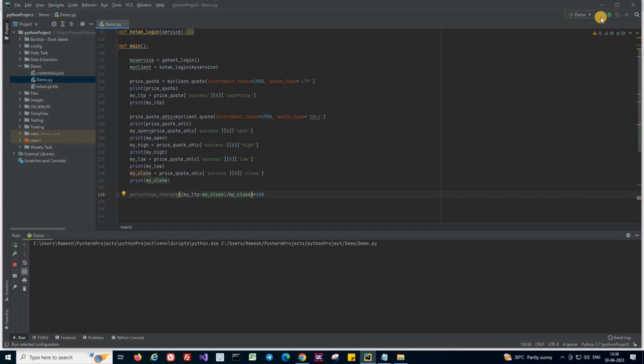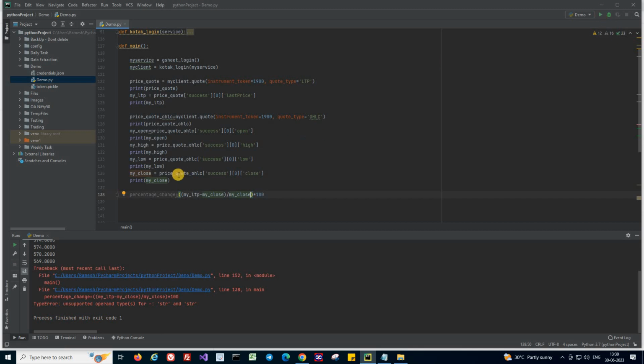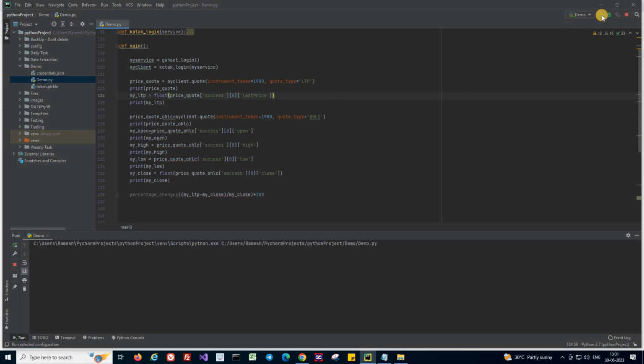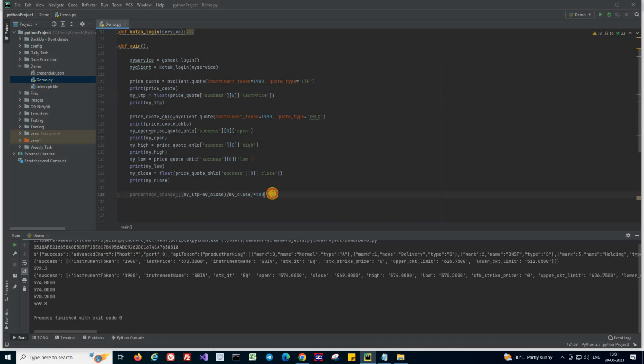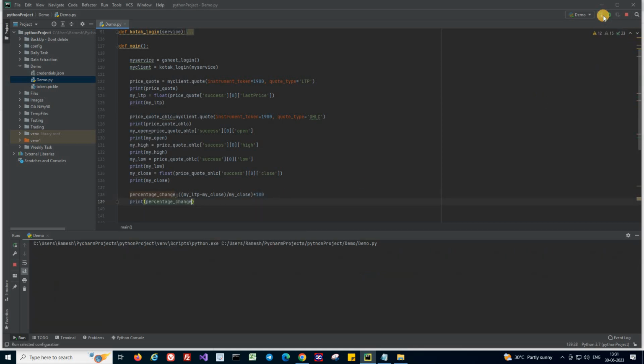I think we might run into some errors due to typecasting or conversion issues. Yeah, these are all being considered as strings. So instead of getting these as strings, I'm going to get these values as a float. Let's see how it goes. Okay, I haven't printed. Wonderful. Print percentage change. Anyway, it got executed, so we should get a proper response now.